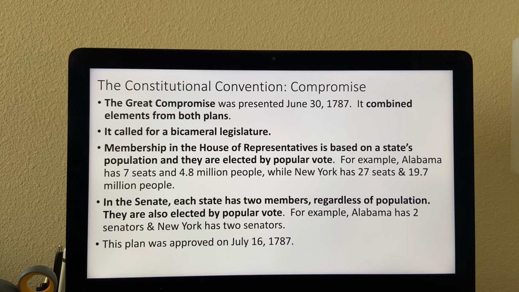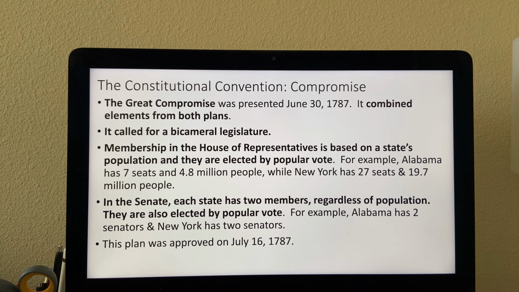The membership in the House of Representatives would be based on a state's population, and they were to be elected by popular vote. So, for example, I looked up the population of the state of Alabama, and we have at this time 4.8 million people. And we have 7 seats in the House of Representatives. And then I was like, let's compare that to New York, okay? So New York has 19.7 million people, and they have 27 seats in the House of Representatives. So that's based on population.